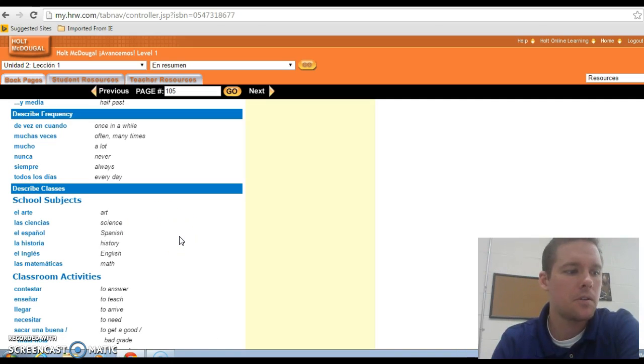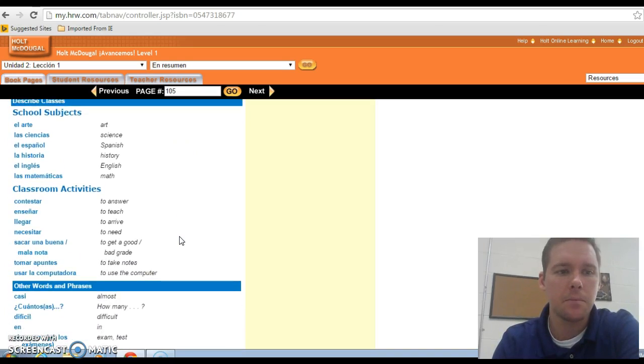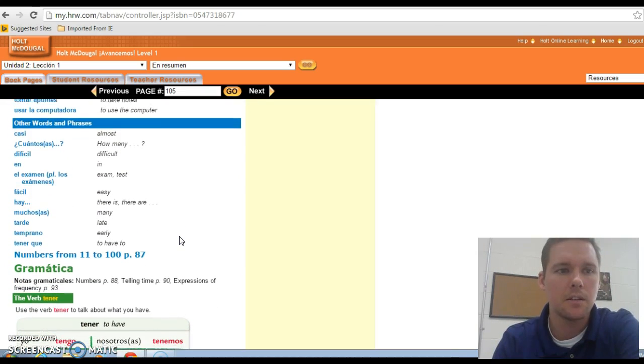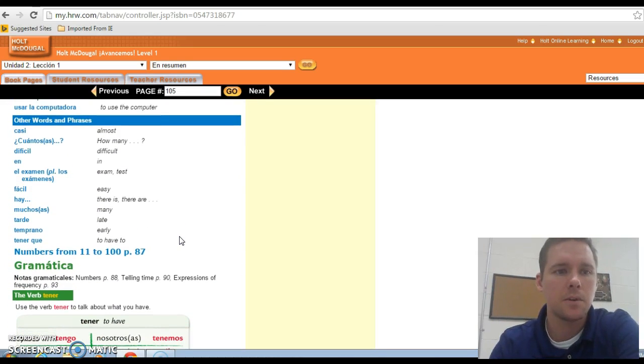Next section we're going to do in your book is right underneath that, but I'm going to scroll a little bit on the screen. The section is other words and phrases. Starting from the top, casi, casi. And then the next one has a masculine and a feminine form. Cuantos, cuantos. Or cuantas, cuantas. It's kind of like the word quantity. It has to do with how much of something or how many of a thing you have.